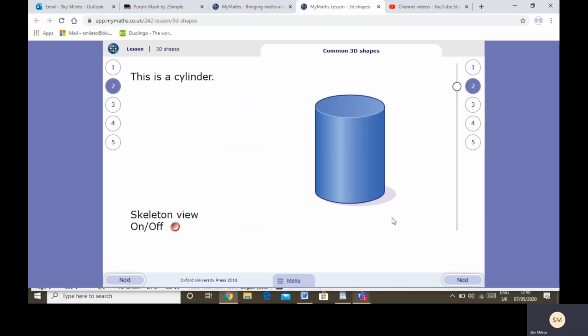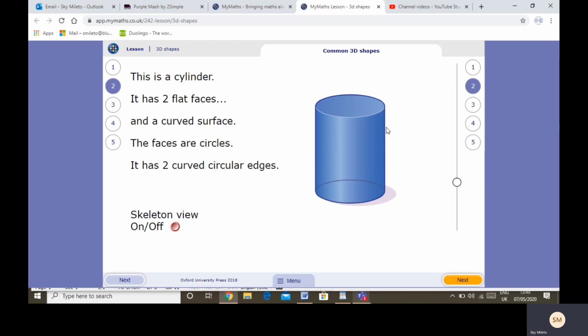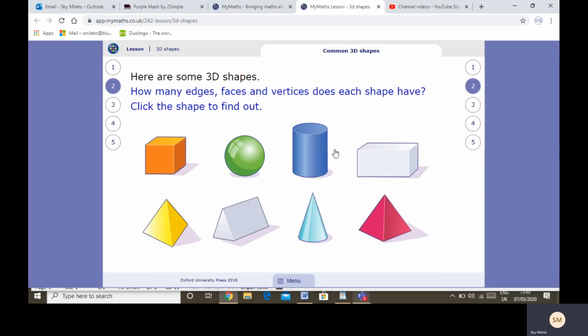So we've got a cylinder. Oh, here I can see the skeleton view. That helps, doesn't it? So we can count 3 faces. 2 flat faces and 1 curved face. The face is a circle. You can see a circle at the top and the bottom. 2 curved edges. You can see 1 at the top and 1 at the bottom. And no vertices. There are no places where the edges meet.